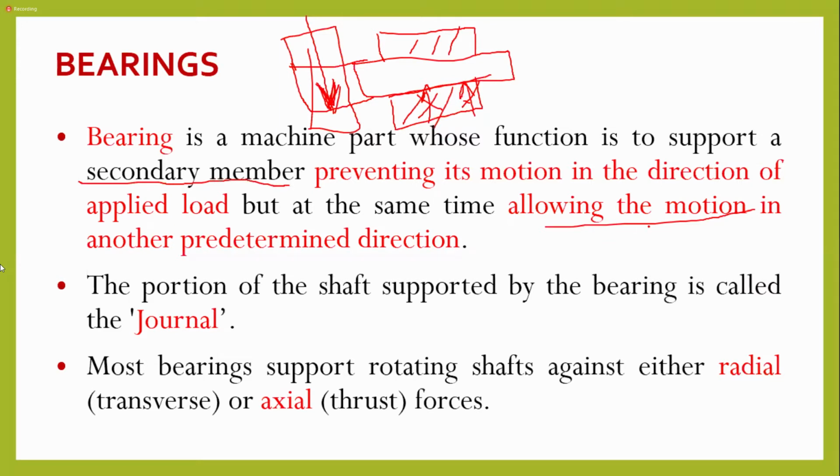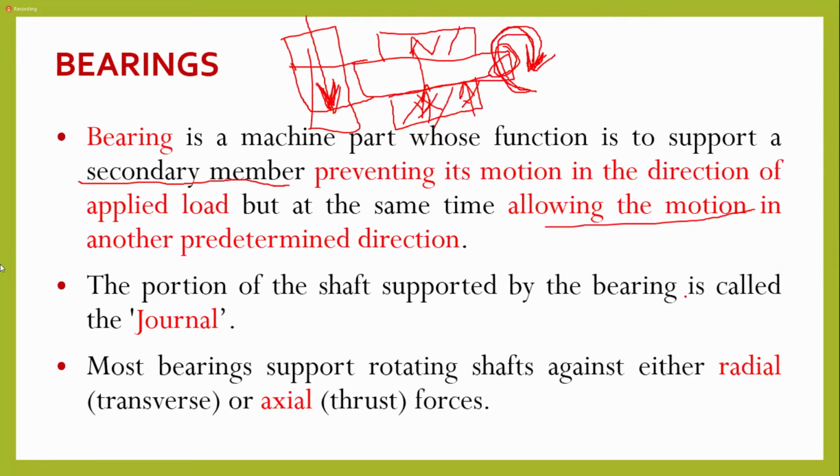And it allows the motion in another predetermined direction. What is this predetermined direction? The shaft should rotate circularly. So the bearing is allowing the shaft to rotate in its predetermined direction. It is programmed to run in the circular direction. So this bearing will allow the shaft to rotate only in circular motion, not in linear motion.